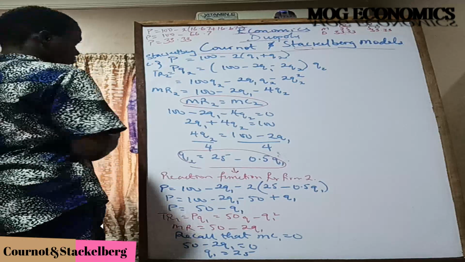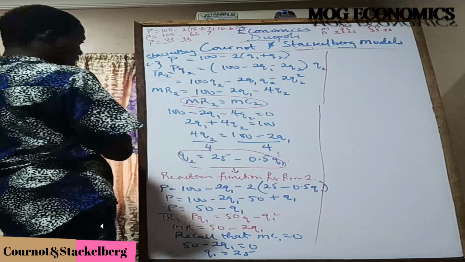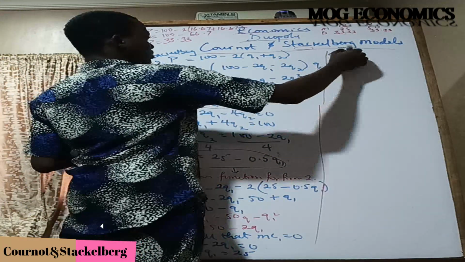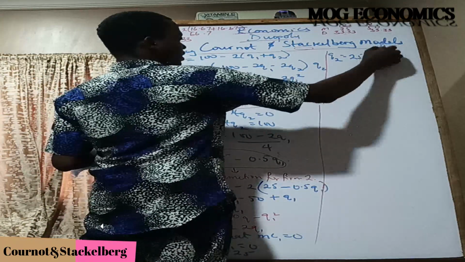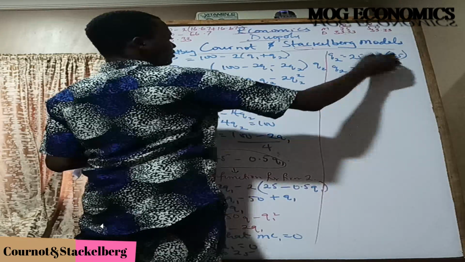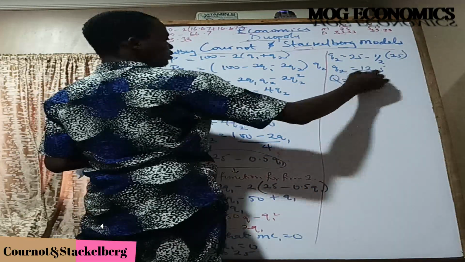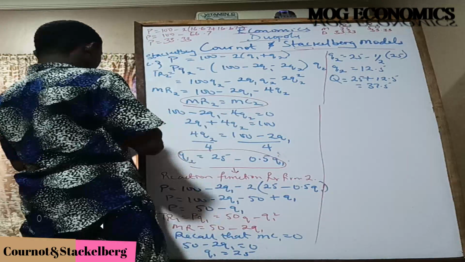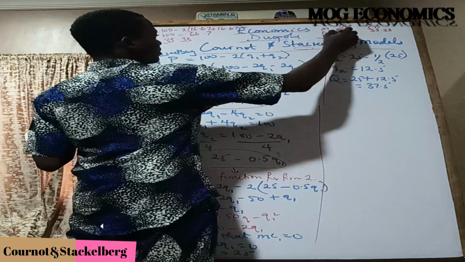What then will Q2 be? So the leader is going to be producing 25. And then the follower, Q2, will be equal to 25 minus 0.5 of Q1. So 0.5 is half of Q1, which is 25. So Q2 is going to be equal to 12.5. Right, so industry's output Q is 25 plus 12.5, which is equal to 37.5. So here, that is the Stackelberg model, we are going to be having 37.5.